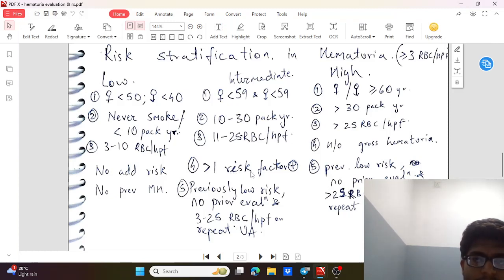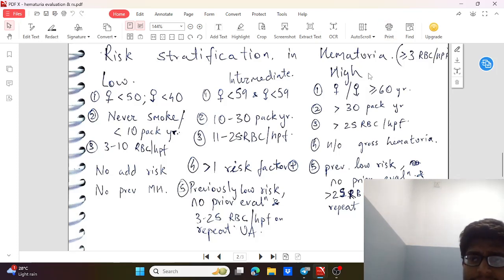Then if more than one risk factor is present and there was no prior evaluation, and 3 to 25 RBC per high power field on repeated urine examination, this all comes in intermediate risk. So here we'll go for ultrasound and cystoscopy as per the need.